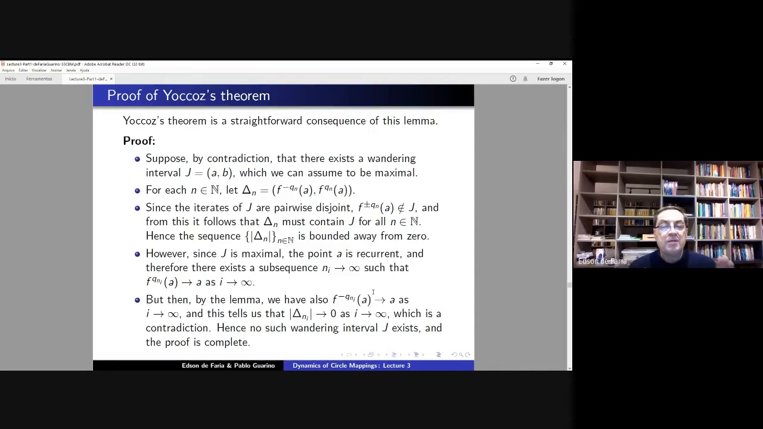But what does that mean? That means that the length of the interval delta sub n_i is going to 0 as i goes to infinity. And that's a contradiction, because we had already deduced that the lengths of these intervals had to be bounded away from 0. So no such wandering interval can be found. And so the map is actually minimal and therefore topologically conjugate to the corresponding rotation. We know that these maps are always semi-conjugate to rotations, and the only thing that we need to rule out, to establish that there is a conjugacy, is to rule out wandering intervals, which is what we just did.